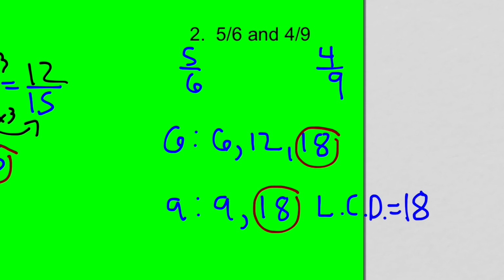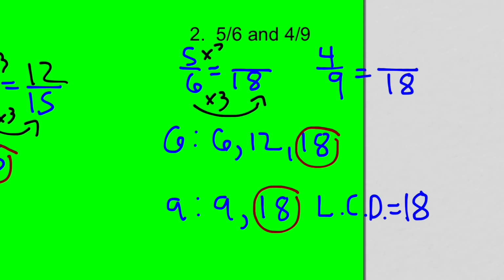And then the last thing I had them do was write both fractions with the denominator 18. Well, I know to go from 6 to 18, it's times 3. So I do the same thing to the top, and 5 times 3 is 15. To go from 9 to 18, it's times 2. Same thing to the top, it's 8 out of 18. And now we have 2 equivalent fractions.